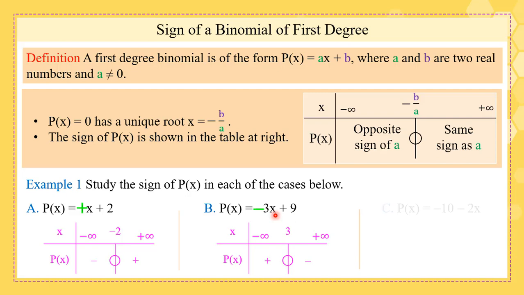Let's take a third example. In this case, if minus 10 minus 2x is 0, so x would be minus 5. This would be the table. Remember, in this case, this is a, because a is the coefficient of x. It's negative, so we have to fill in the table by opposite, same. In other words, we use the opposite of minus, which is plus, and then the same as minus, which is a minus.